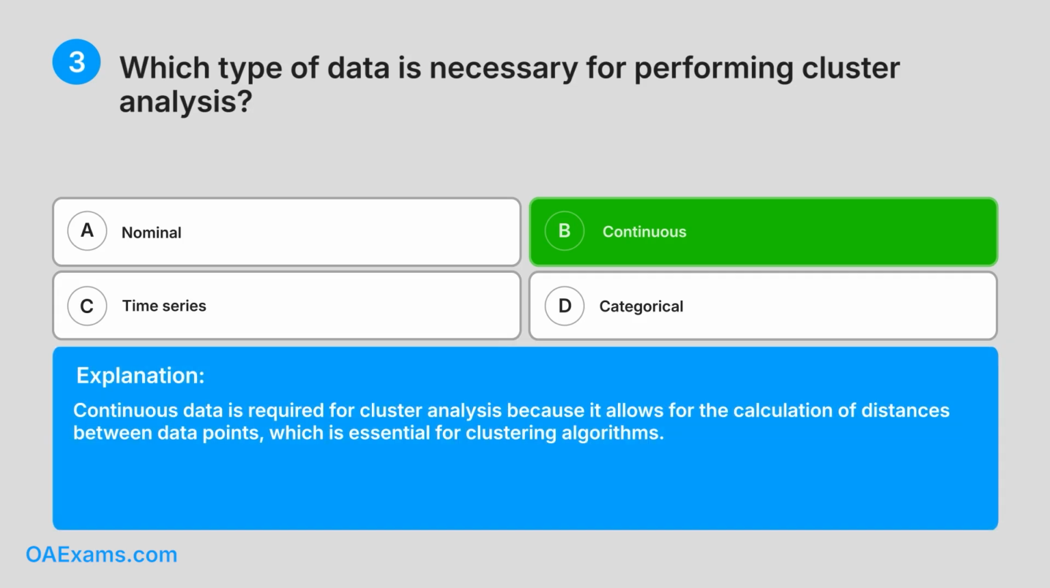Explanation. Continuous data is required for cluster analysis because it allows for the calculation of distances between data points, which is essential for clustering algorithms.